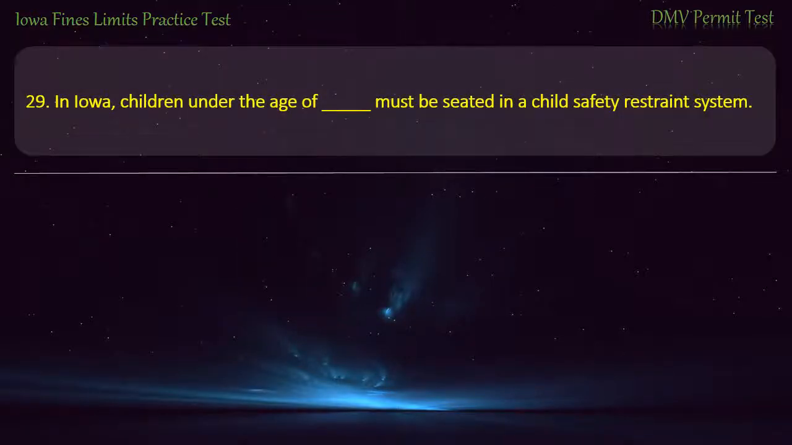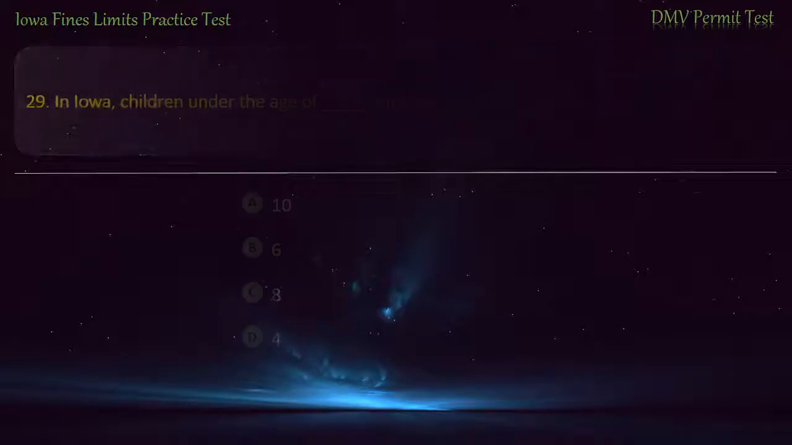Question 29. In Iowa, children under the age of must be seated in a child safety restraint system. 10, 6, 8, 4. Answer: 6.